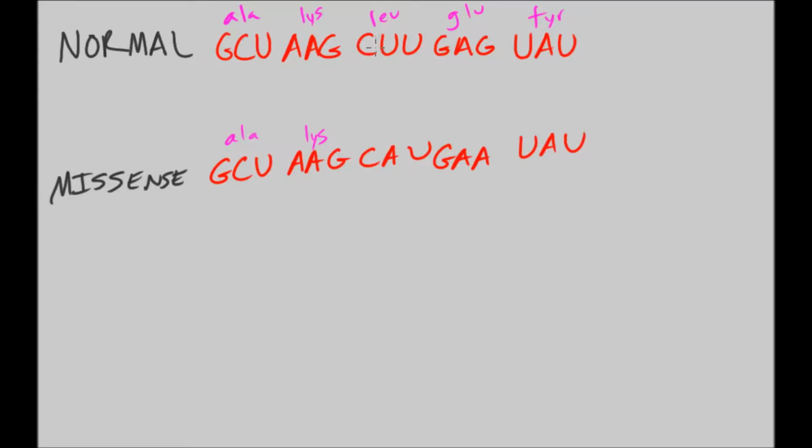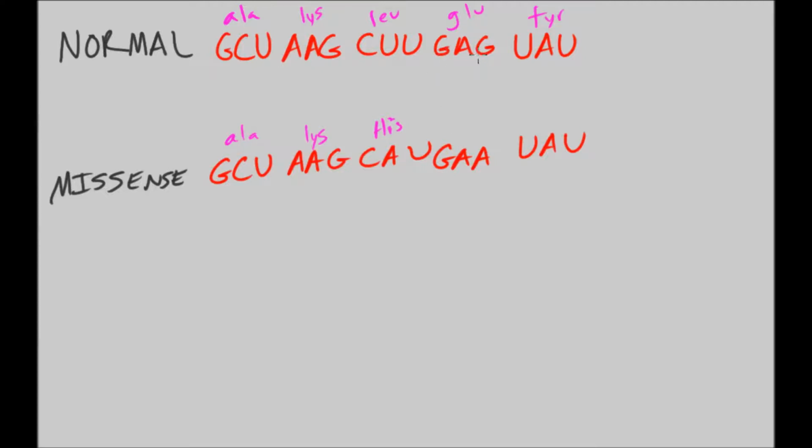Unfortunately, it's going to change our amino acid that gets translated. So here we had a leucine, and now our CAU is going to be a histidine. So we have a completely different amino acid that is getting put into our protein chain.